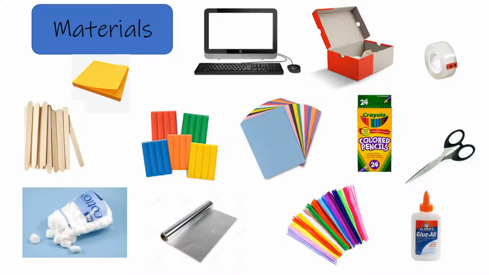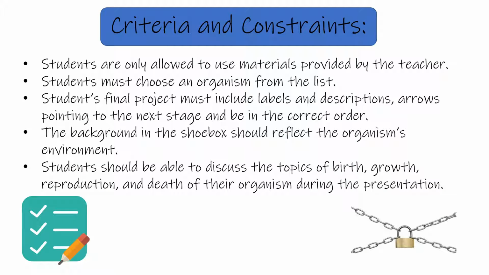They will be given sticky notes, craft sticks, cotton balls, modeling clay, aluminum foil, construction paper, glue, scissors, colored pencils, tape, a shoebox, pipe cleaners, and a computer to do their research on. Students are given a list of criteria and constraints. These will allow for the measurable outcomes.